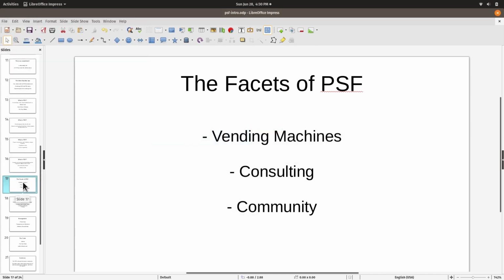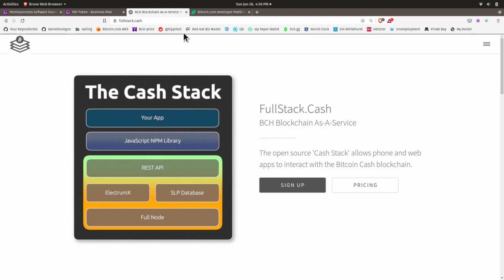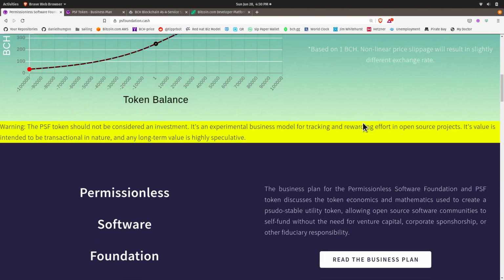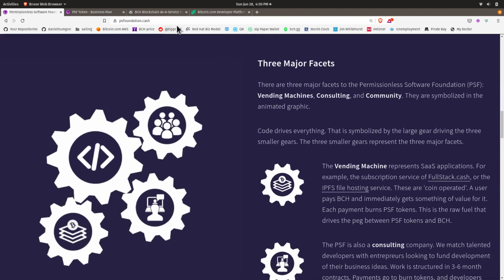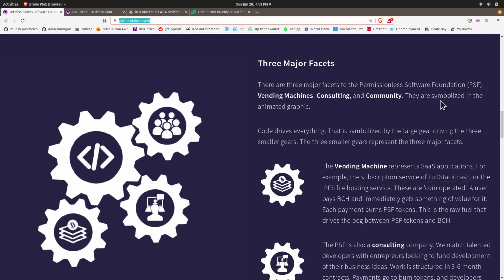Okay, so to drill down a little deeper, that's the Permissionless Software Foundation at a high level. To drill down a little deeper, there's three main facets of the Permissionless Software Foundation. I call them the vending machine, consulting, and community. And you can read about those again on the Permissionless Software Foundation website at psfoundation.cash.